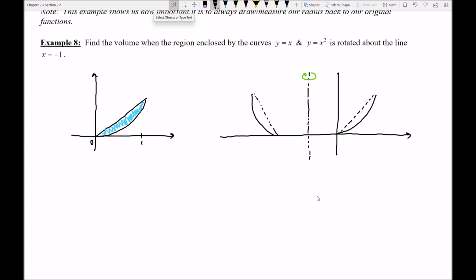For example number 8, you can see again, I've sketched out my starting region, which is exactly the same as it was in example 7, but now I'm rotating it around the line x is equal to -1. So I can see here that I have my original region and its mirror image duplicate, and now I can go ahead and start to play connect the dots.